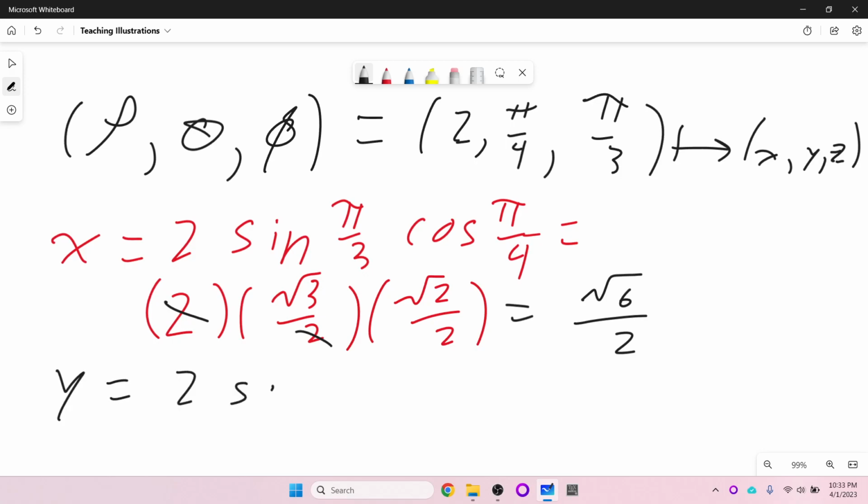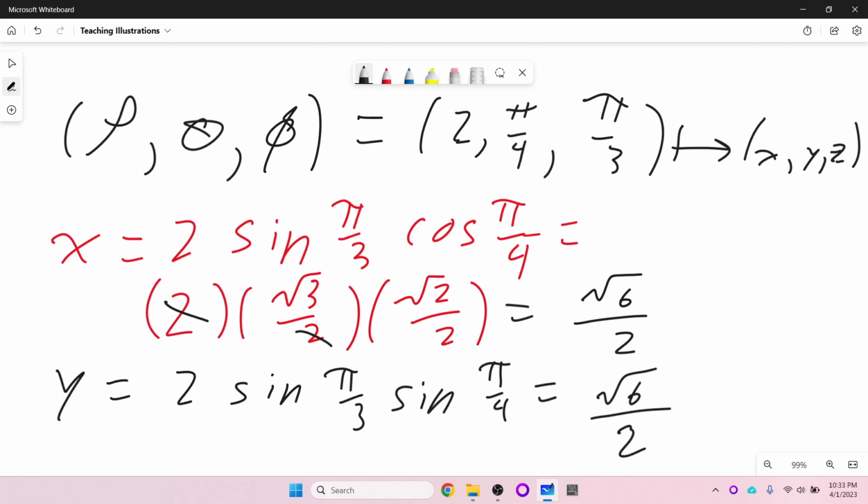Y is 2 sine pi thirds sine pi fourths. But sine pi fourths and cosine pi fourths are the same thing, so we'll end up with root 6 over 2. This is the case because the angle theta is pi fourths. That gives us the x and y being the same thing. And then z is rho cosine of phi, so 2 cosine pi over 3 is 1. So, simple enough.